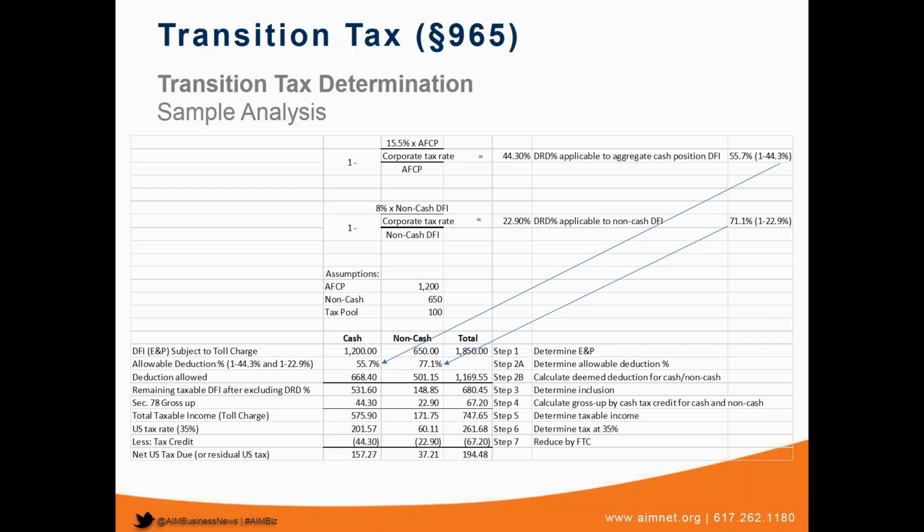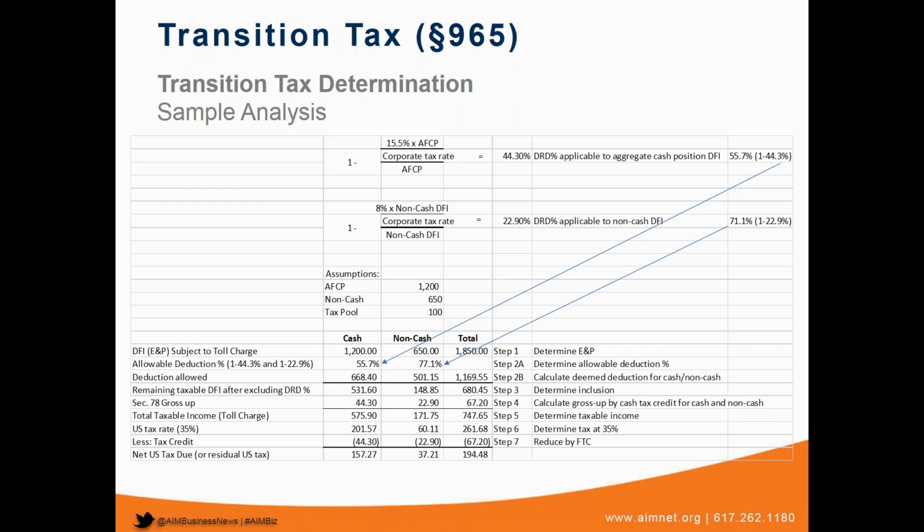Note that under the rules, the FTC, the foreign tax credit, must be included in determining the taxable income, and technically this is called the Section 78 gross-up amount. So the 78 gross-up of 44.3 is added to the taxable DFI or E&P to arrive at the total taxable deferred foreign income. In the example, the total DFI is 575.9, which is the 531.6 plus 44.3.